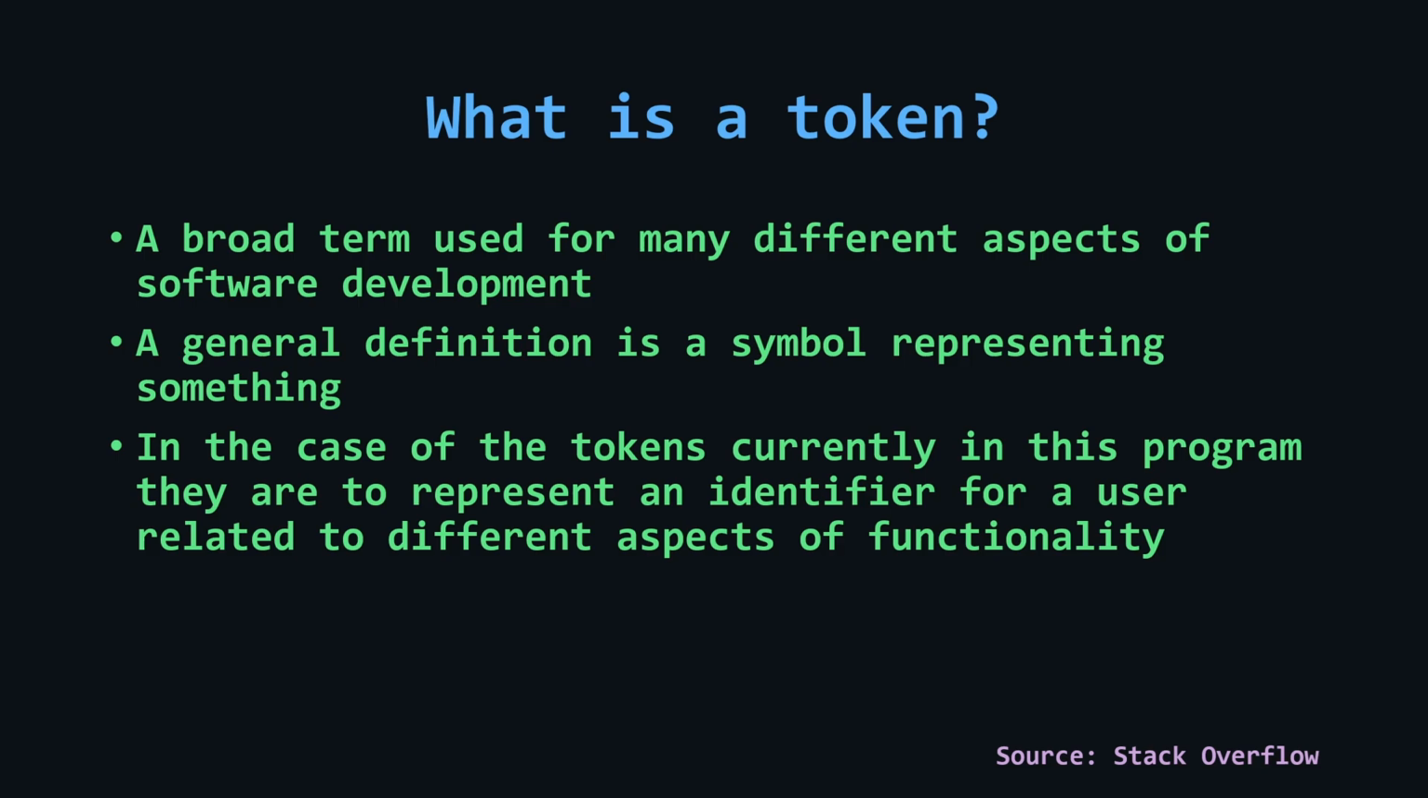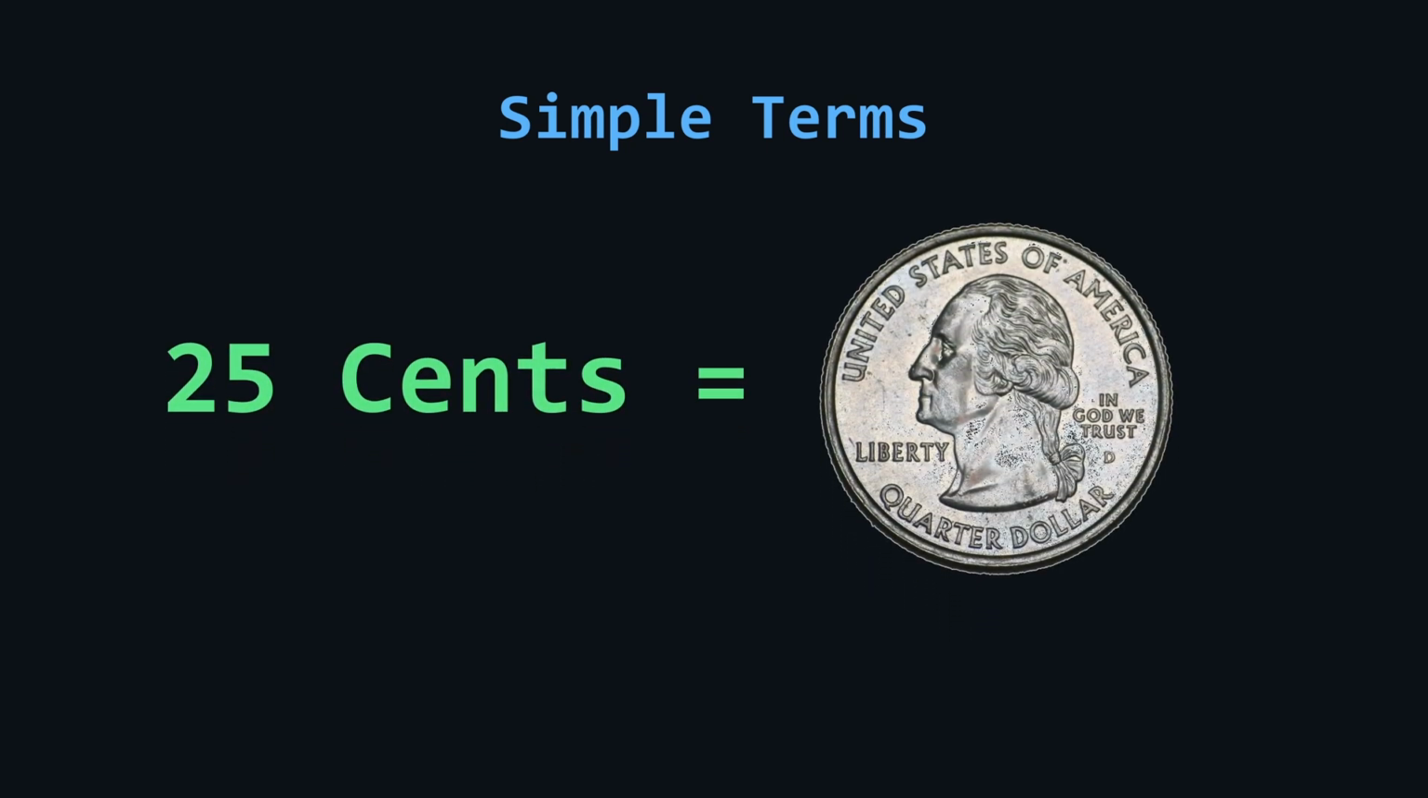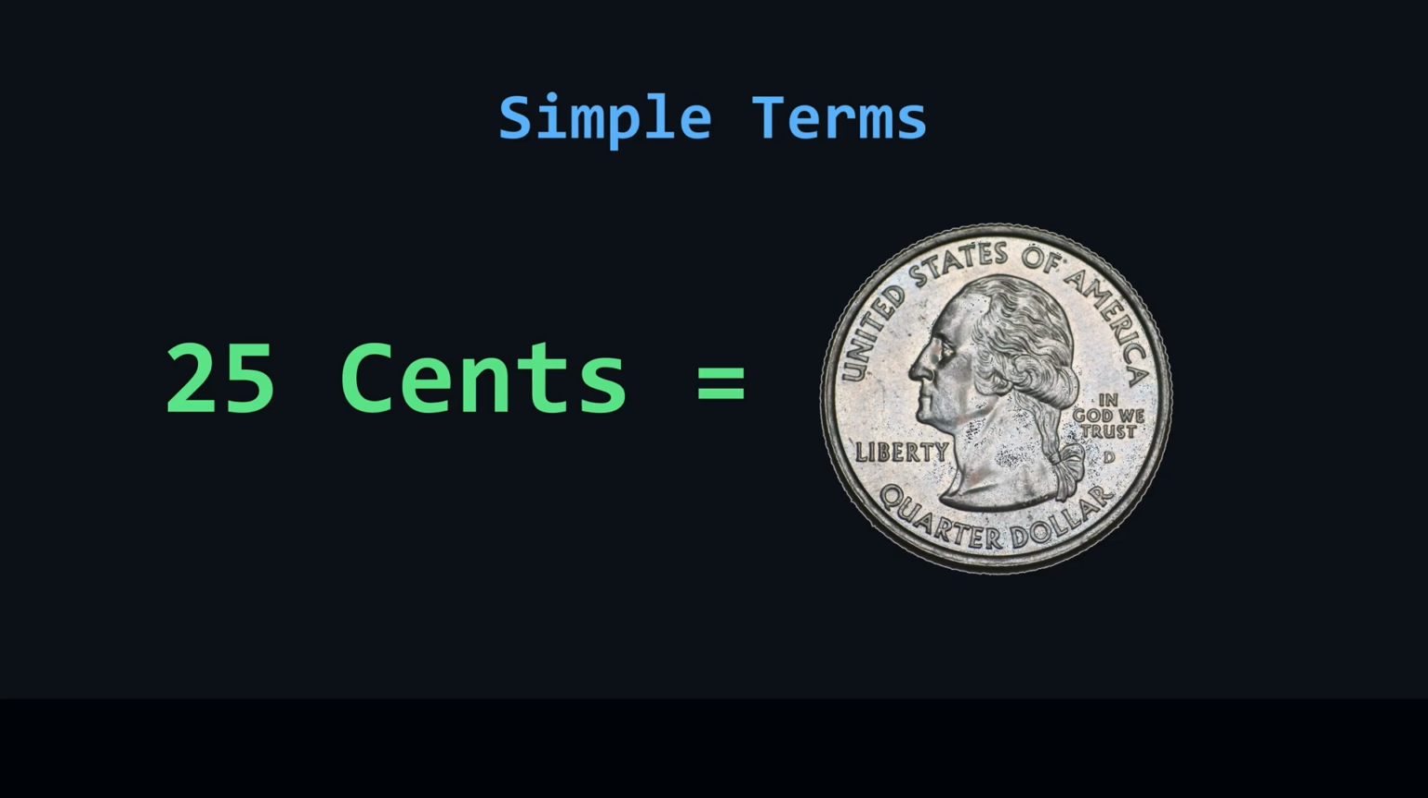In the case of the tokens currently used in this program, they're used as an identifier for a user, and they relate to different aspects of functionality. All this will later be explained more in the video, but in simple terms, take 25 cents equals a quarter. That money amount is represented as a quarter here, which is a token, a coin, but it represents money, and that money is per se not tangible except for the quarter.